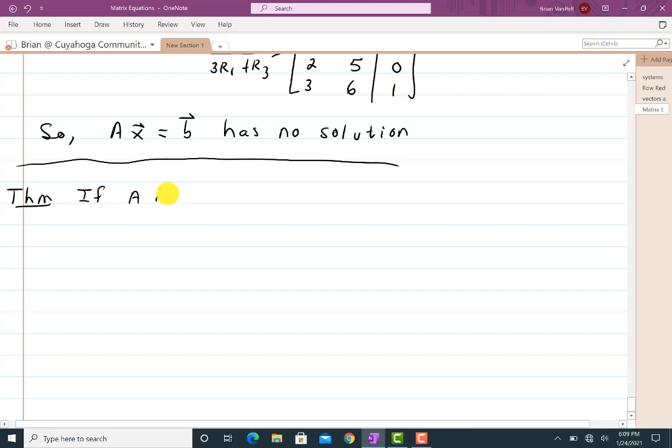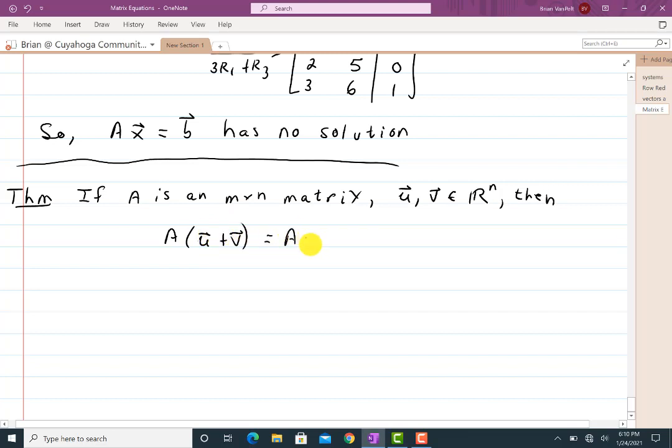If A is an M by N matrix, and U, V are in R to the N, the number of columns, because I'm going to end up multiplying them, then A times U plus V is the same as AU plus AV. If C is a scalar, then A times CU equals C times AU. So I can pass the C inside and outside as I want.